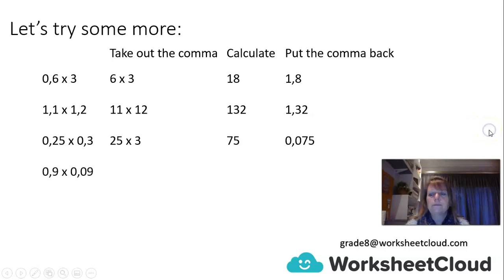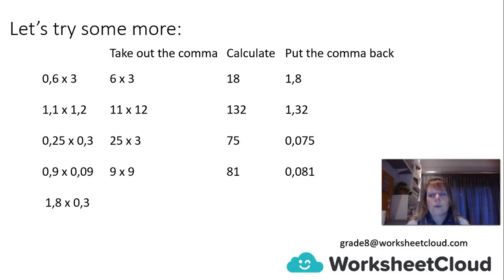Okay, everybody happy? One more, 0,9 times 0,09. Take out all the decimal places and all the placeholders. It's just 9 times 9. That gives me an answer of 81. And then I need to put my comma back in. I've got 3 decimal places in my original number sentence, so I've got to have 3 decimal places in my answer. So I'm going to count from the right, going towards the left. 1, 2, I'm going to need to put in a placeholder and a 0, comma. So it's 0,081. Okay, everybody happy?